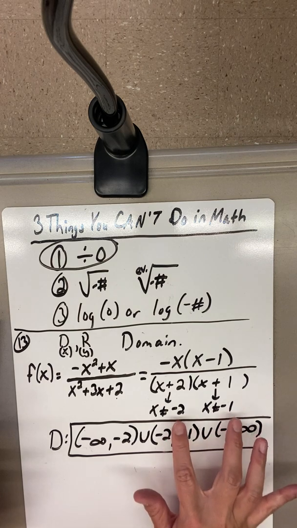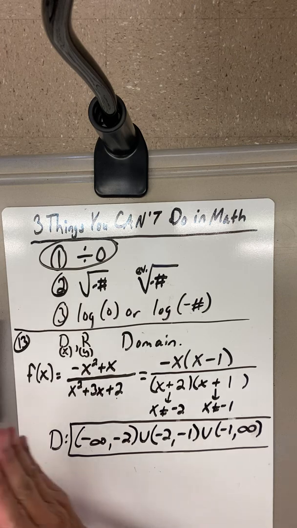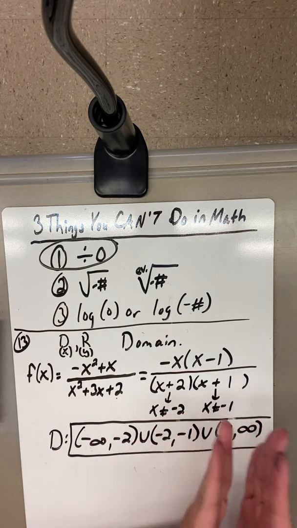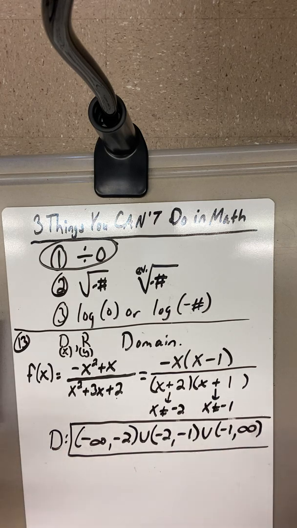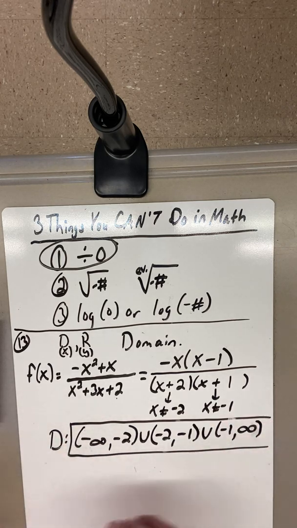So if these are the only two values x can't be, start from the far left, -infinity, go to -2, then go from -2 to -1, and then go from -1 to infinity. You've included all numbers except for -2 and -1. We're using parentheses because it can't equal.